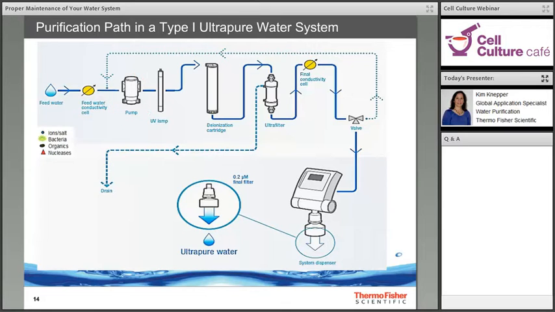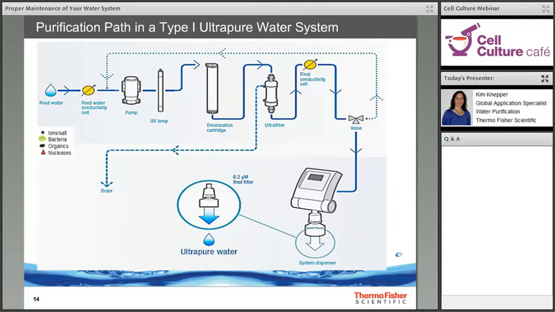So next, we have the recirculation pump. And the pump recirculates the water through the system to ensure high quality of water on demand. The path for the polisher then sends the water past a UV light to oxidize organics and kill bacteria if the system has this feature. And the UV light is going to create carbon dioxide and release any ions attached to the organic compounds.